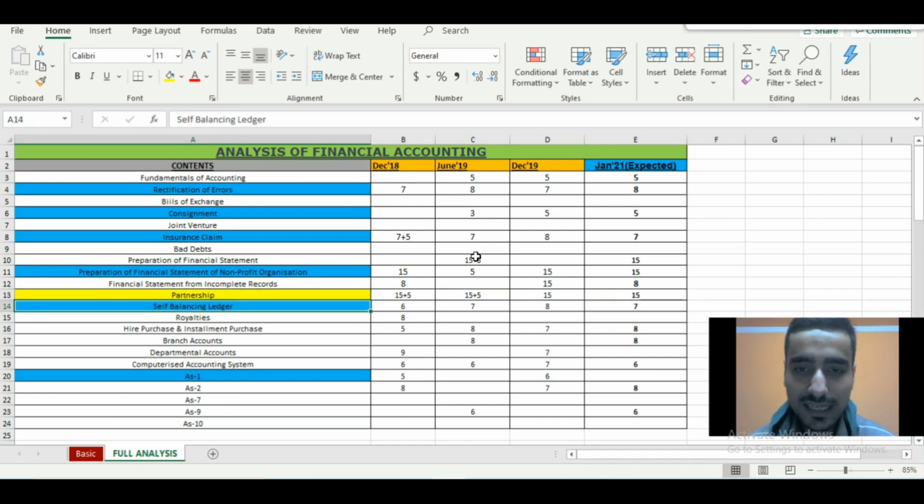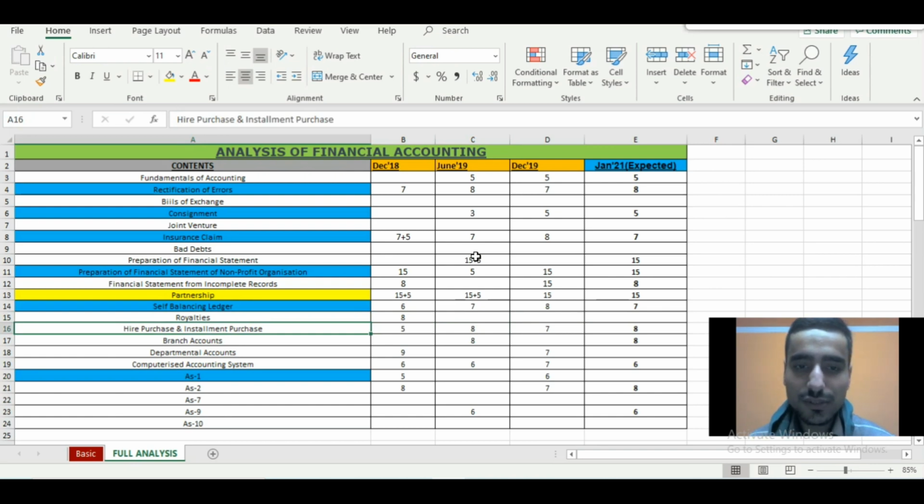Now coming to self-balancing ledger, it is a very important and very easy topic, so I think you should cover it, because it will help you in gaining 6 to 8 marks. Coming to royalties, it was asked in December 18 for 8 marks, then it has never been asked in June 19 and December 19. So there are rare chances of a question on royalties coming.